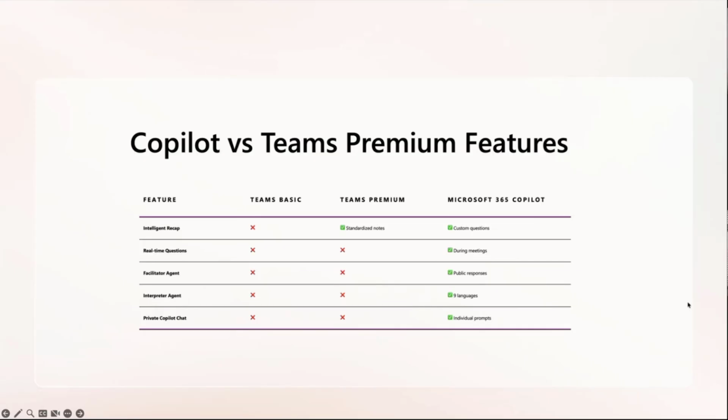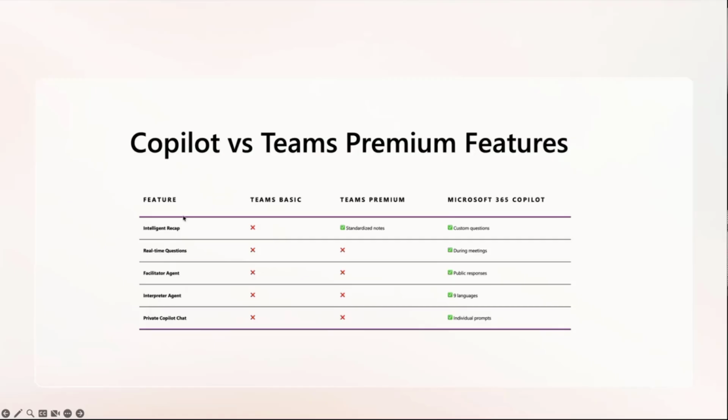Anyhow, carry on. Teams Premium versus Copilot. Okay, so facilitator agent and interpreter agent, and man, you've got to see this thing in action. It's really, really cool. Recently released as well. And then private Copilot chat as well, which you obviously know. Individual prompts, and you can ask it pretty much anything regarding information inside of your organization.